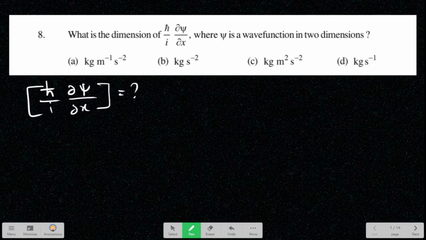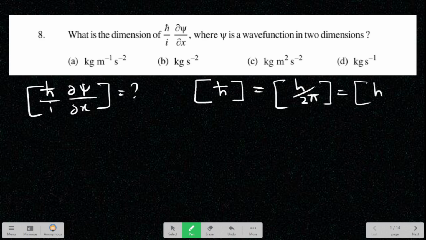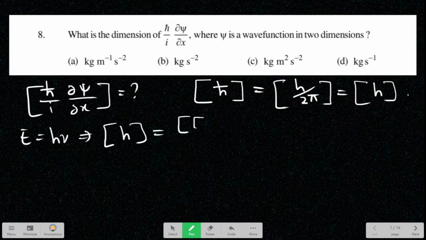Let's first find out the dimension of h cut. So dimension of h cut is dimension of h divided by 2 pi. So this is dimension of h. And we are familiar with the equation energy E is equal to h nu. So this implies dimension of h is equal to dimension of E divided by dimension of nu, where nu is the frequency.